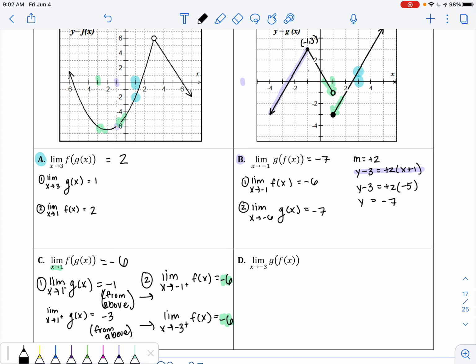So we're going to do the same sort of thing on the other function. Here we're going to have the limit as x approaches -3 of our inside function f of x. So -3, it's right here, we're approaching -6. This one's continuous at that point, so we don't have to worry about it so much. Then we can just go straight ahead to our outside piece.